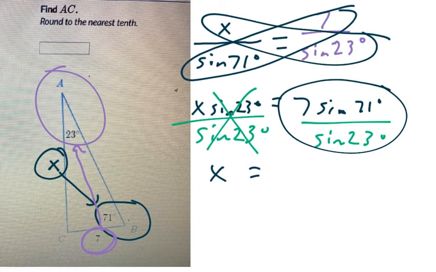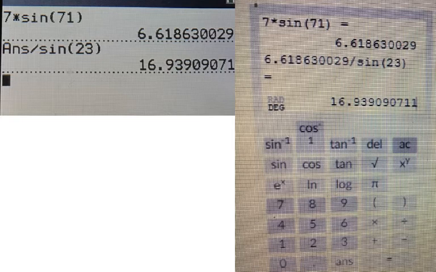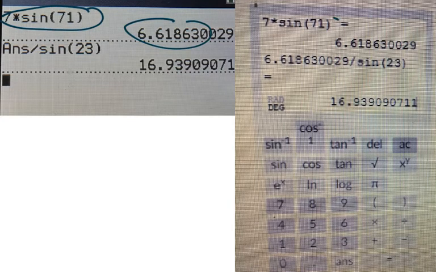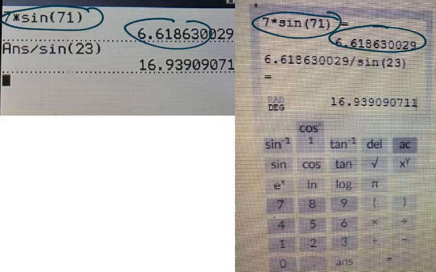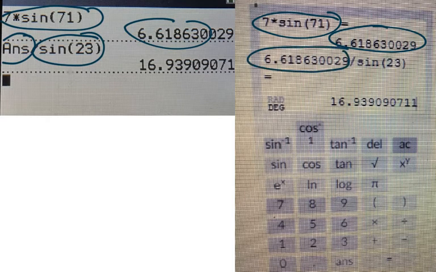So let's do it. Let's do 7 times the sine of 71. See how I got the same answers again? Let's divide by the sine of 23. Take the answer, divide by sine 23. I'm just showing you on both calculators. You get the same result, basically.